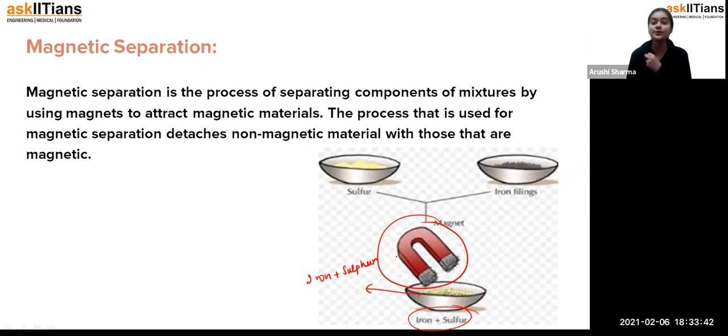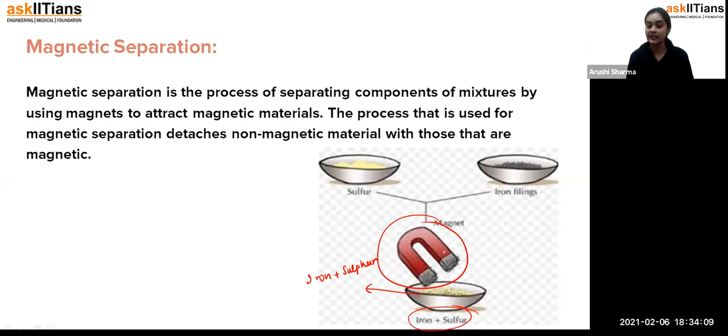So now what can I do? Immediately you think, oh yes, iron can be separated by using magnetic separation, because iron is attracted toward the magnet, but sulfur is not. Iron is a magnetic material, but sulfur is a non-magnetic material. So if I use the magnet, the iron particles get attracted towards the magnet and the sulfur will be left behind, and that's how I can separate it. Exactly.